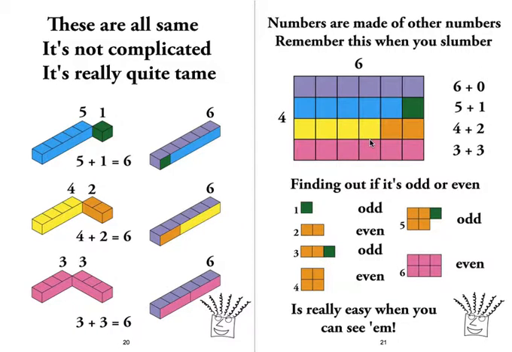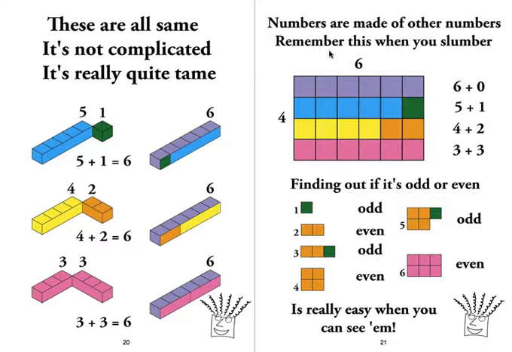They're all the same. It's not complicated. It's really quite tame. 5 and 1, 4 and 2, 3 and 3. There it is, spelled out. And your kids can build them, point to them, if you're on a tablet or if you've got it printed out. Numbers are made of other numbers. Remember this when you slumber.